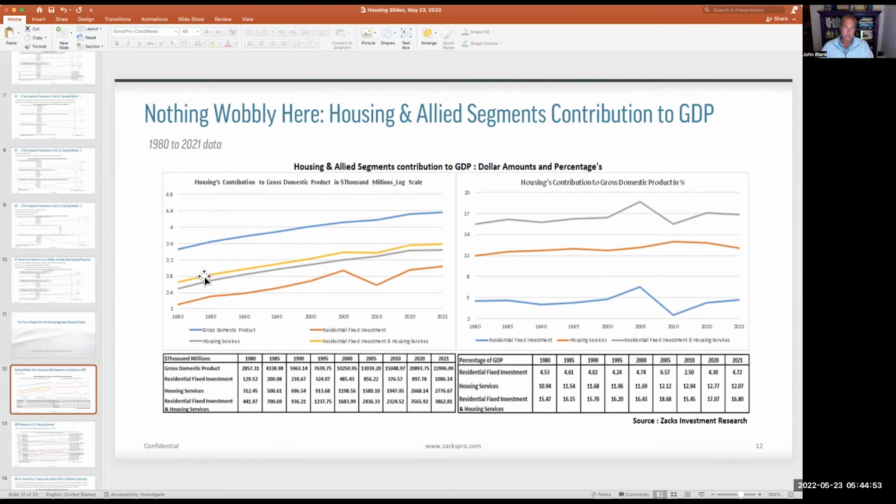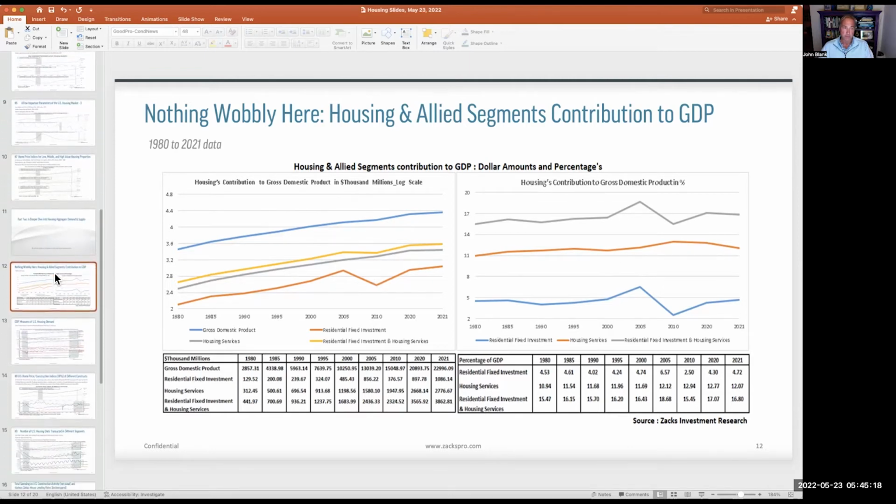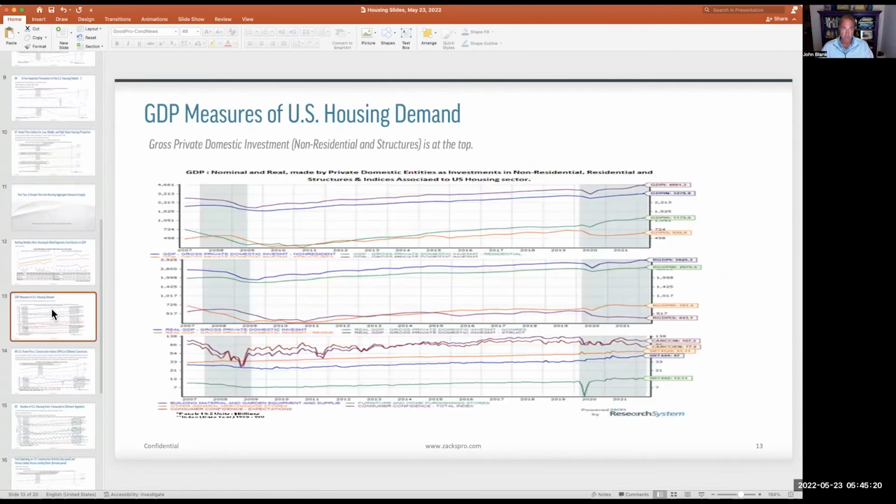This is the services stuff and other things that have to do with housing around it. This is the line that we would like to see if any cycling is going on. As you can see, it happened for 5 years, a long time ago. This is probably also somewhat bullish because there was a true collapse in investment for 5 years in residential fixed housing. We're still seeing the effects of that now. So GDP measures of housing demand.